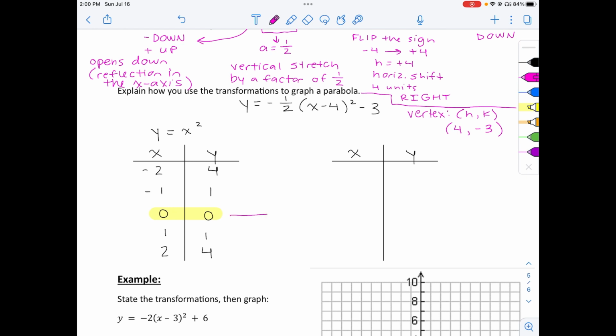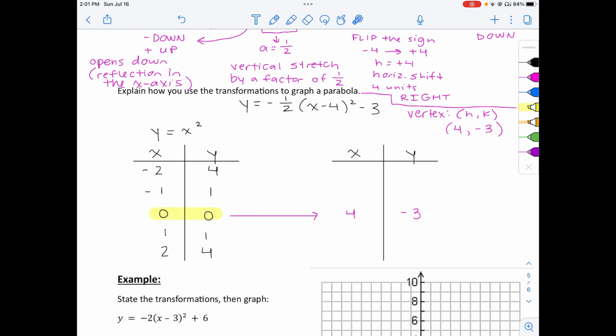And I am going to transform that vertex into the vertex that I know is in my transform function. Okay, so 4, negative 3. I know that that's the vertex because I'm given the equation in vertex form. So I can say that the point 0, 0 on my graph is going to transform into 4, negative 3.